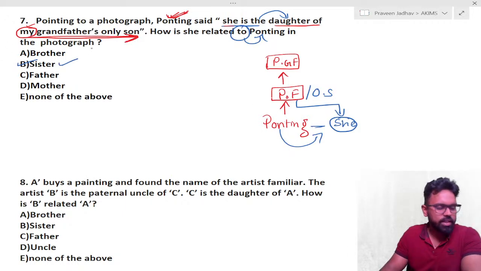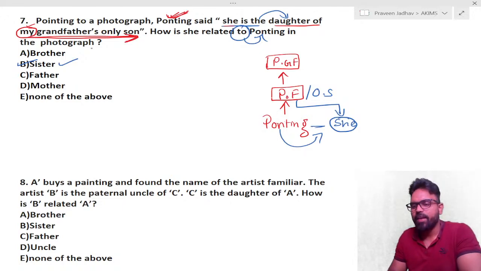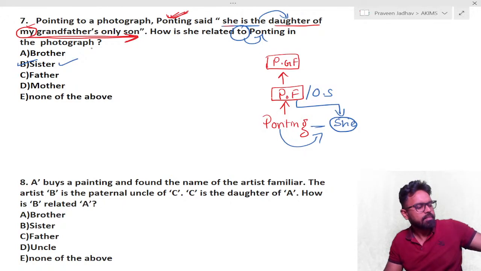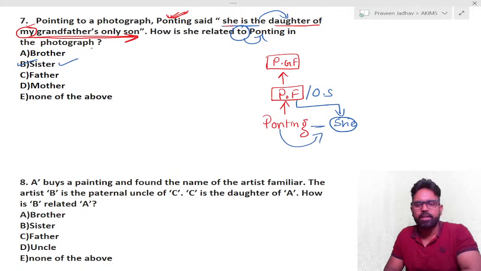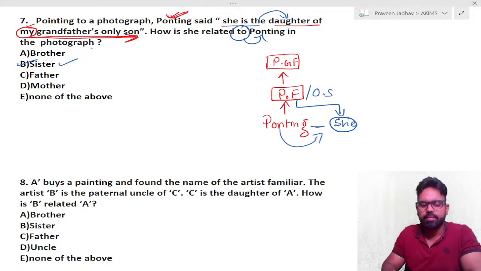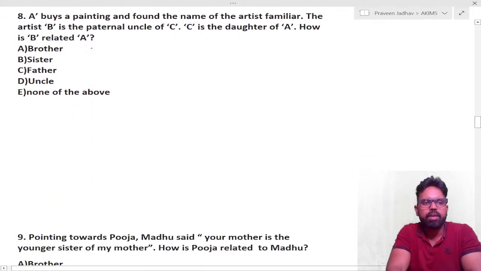Do we have that sister there? Everyone, be quick. Understood? Anybody any doubt there? Can we go to the next question?